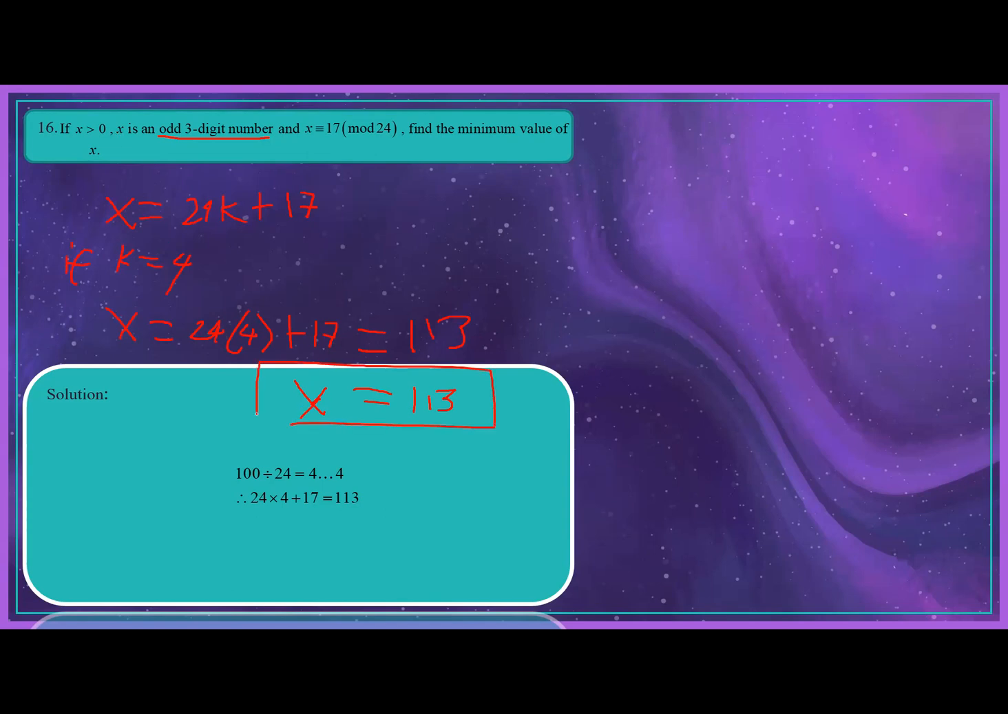It checks all: x is greater than 0, x is odd, and x is a 3-digit number. This is just an introductory problem. I hope everyone can convert a modulo equation from congruency to equation. That is what we did here: this congruency is converted to this equation, and you apply basic algebra.